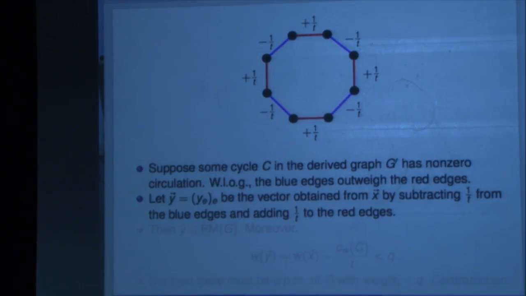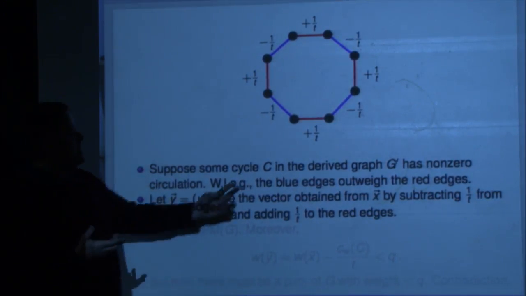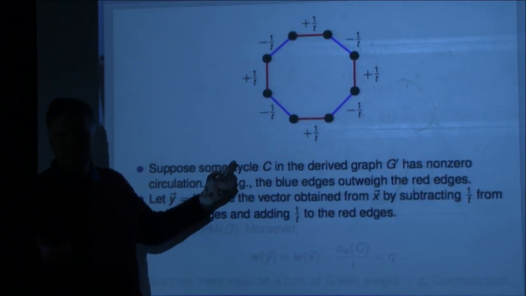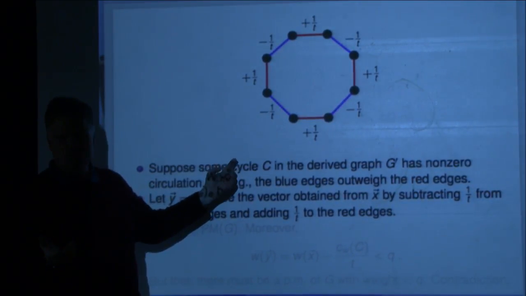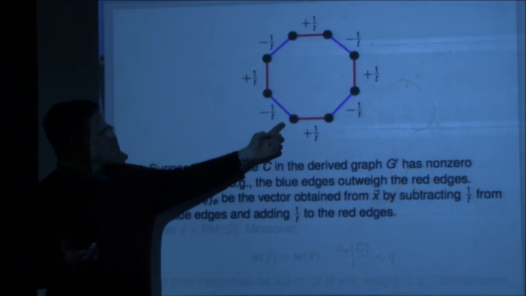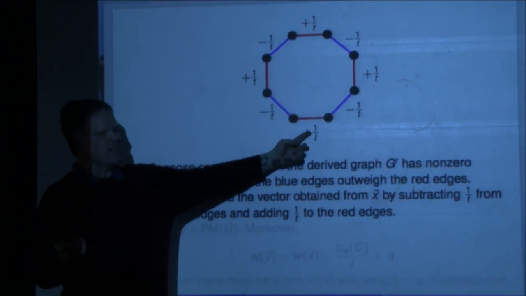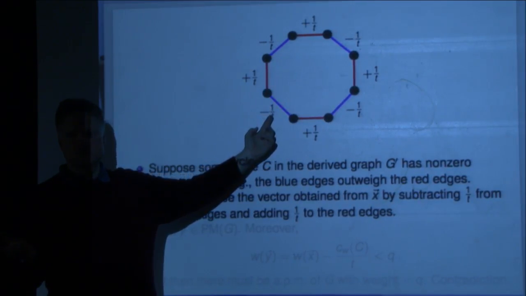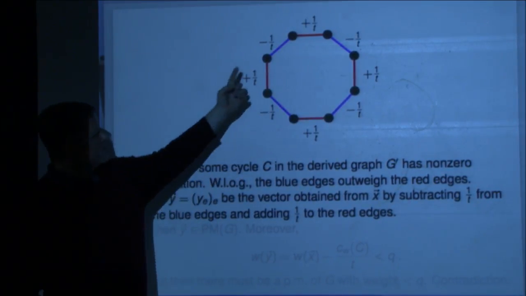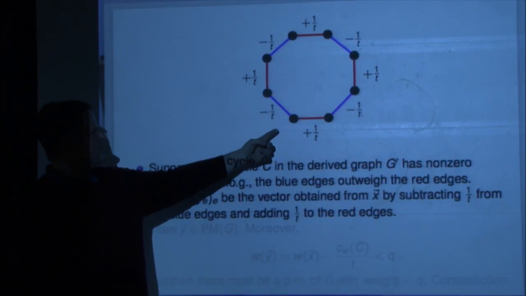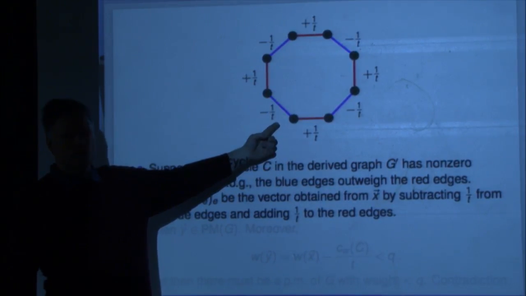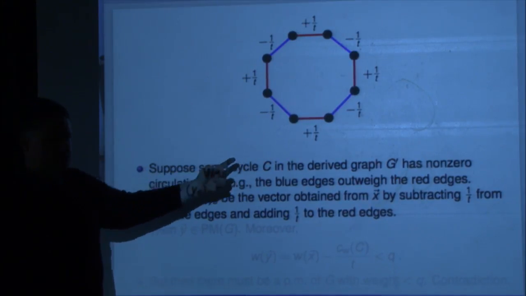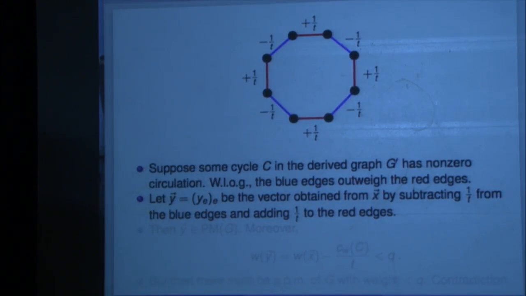Okay, so why is that true? Well, take any vertex outside here. We haven't changed anything, so the sum of the incident edge weights is still 1. Here, the only thing we've changed is added something to one edge and subtracted it from the other, so that doesn't change the sum of the weights. Furthermore, on this cycle in the derived graph, all the entries of the vector are at least 1 over t, so they're still at least 0 in the y vector when we do this.